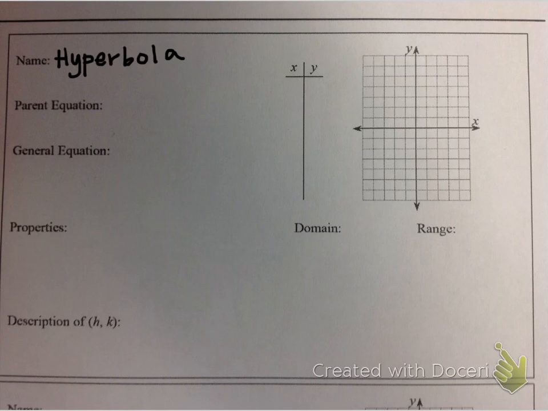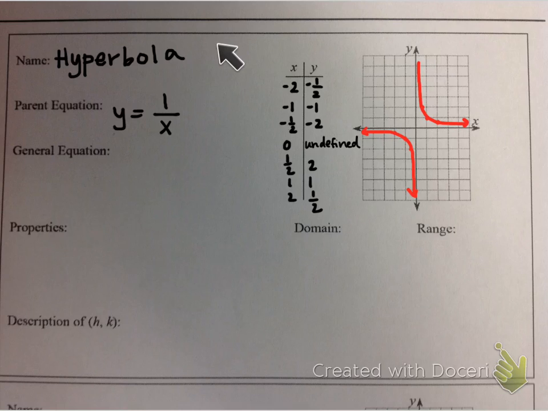Now go to your toolkit, and we're going to fill this in. So go ahead and write the name, which is hyperbola, up at the top. The parent equation is y equals 1 over x. And then go ahead and fill in your table, noticing that at x equals 0, my y is undefined because I can't divide by 0. Okay? So then go ahead and use that table of values to fill in the graph. You can pause this if you need to catch up, but I'm going to keep going.